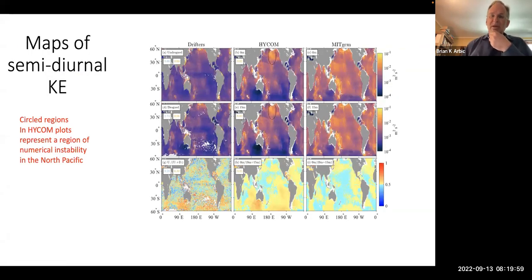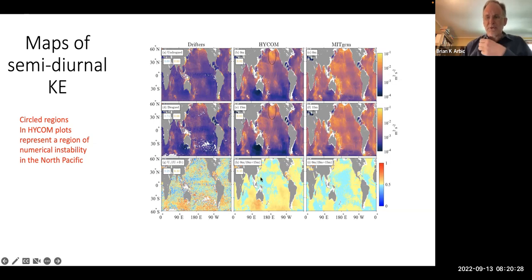But moving on to the semi-diurnal band, you can see the well-known internal tide generation hotspots at Hawaii and French Polynesian Islands and other places. And they're right here in this circle. I'm trying to get my cursor there, I'm having a hard time. There it is. This circle here in HICOM, that is a numerical instability. So that is not physical. That's a problem that we have in HICOM.